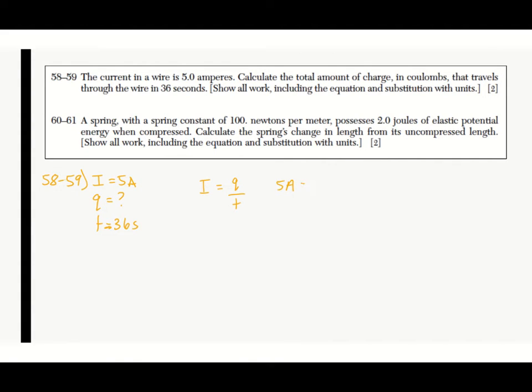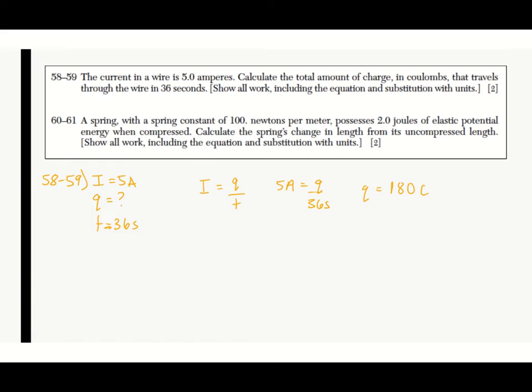5 amps equals Q over 36 seconds. Do your algebra correctly, 5 times 36, and that'll get you, I'm doing this in my head, 180 coulombs.